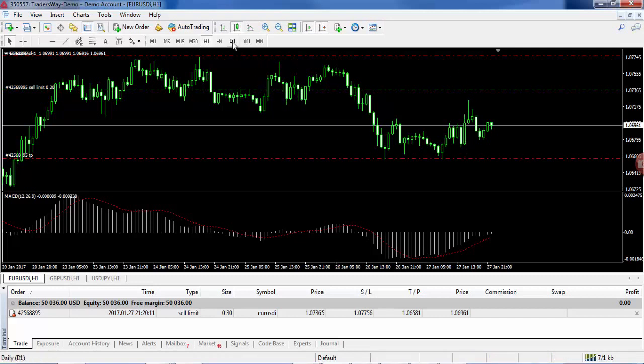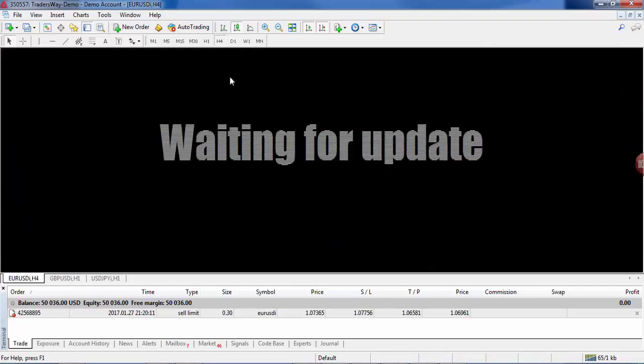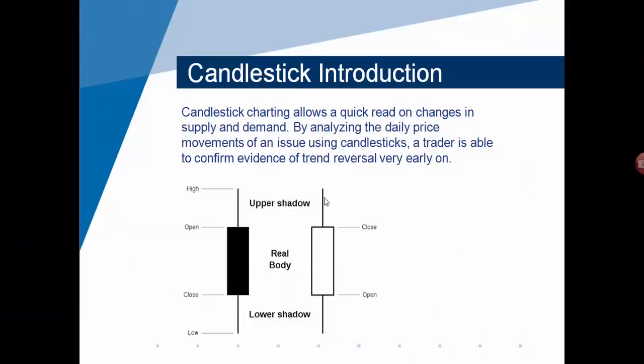If we move over to a daily chart, every single candlestick that we see here represents one entire day of information. And with our MT4 platform, we use GMT time. So we're not using Eastern Standard Time or Pacific, we're using GMT time. So you'll have to get adjusted to using GMT time when it comes to forex trading.